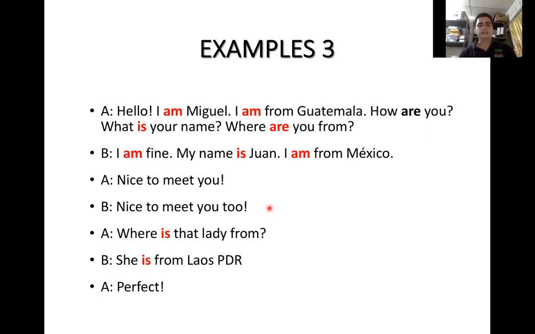For example, there are two people talking. Hello, I am Miguel. I am from Guatemala. How are you? What is your name? Where are you from? Too many questions, but those are just to get some information from person B. Person B says, I am fine. My name is Juan. I am from Mexico. Nice to meet you. Nice to meet you too.